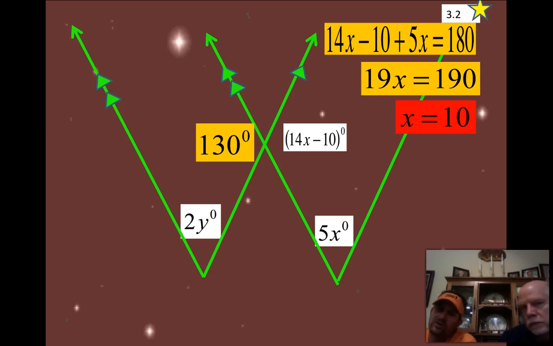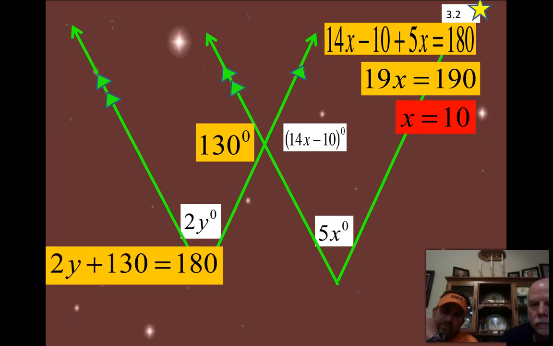Right, so if you plug the 10 into the 14x minus 10, 14 times 10 is 140, minus the 10 is 130. And then by the rule of vertical angles, if the right side is 130, then the left side is 130, and then they use same side interior again to say that 130 plus 2y equals 180 degrees. Subtract the 130 over to the other side, which would be 50 again, which was what Mr. Scritchfield said a few minutes ago, by corresponding angles. Then you divide by 2 and you get y equals 25.